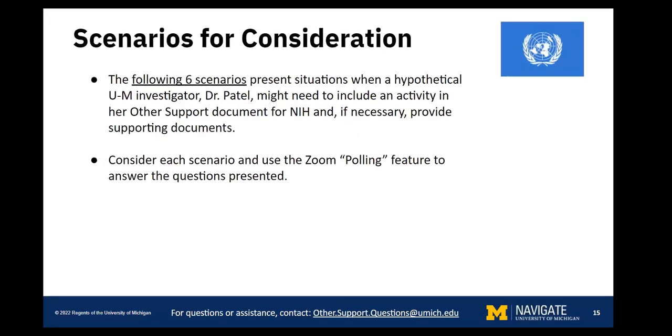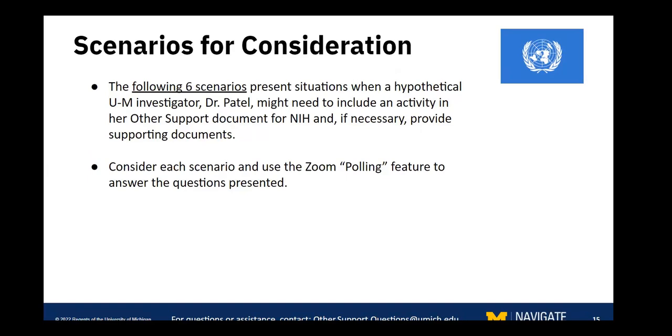All right, so now we are going to look at a few different scenarios and give all of you an opportunity to express your thoughts on what does or does not need to be included in other support for each of these. In these scenarios, we have a hypothetical U of M investigator, Dr. Patel, who might need to include an activity in her other support document for NIH. And in some situations, she may need to provide supporting documents as well. For each of the scenarios, use the Zoom polling feature to answer the questions that are presented. Next slide, please.